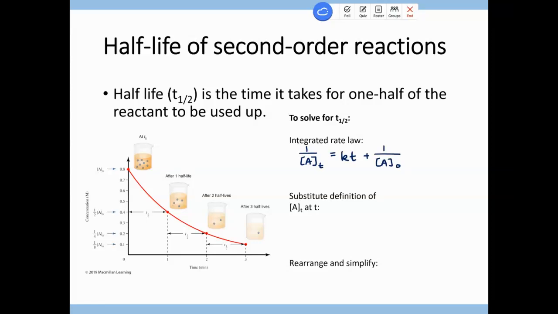Now if we substitute the definition of concentration of A at time t, we're talking about a half-life. We're talking about the time it takes to use up half of the reagent. So that means at the time of the half-life, after that amount of time, 1/2 of the initial concentration is left over, is what's remaining. So that means concentration of A at time t is equal to 1/2 times the concentration of A at time 0. So that's what we're substituting in here. So we have 1 over 1/2 initial concentration of A, and then everything else is the same. Kt plus 1 over initial concentration.